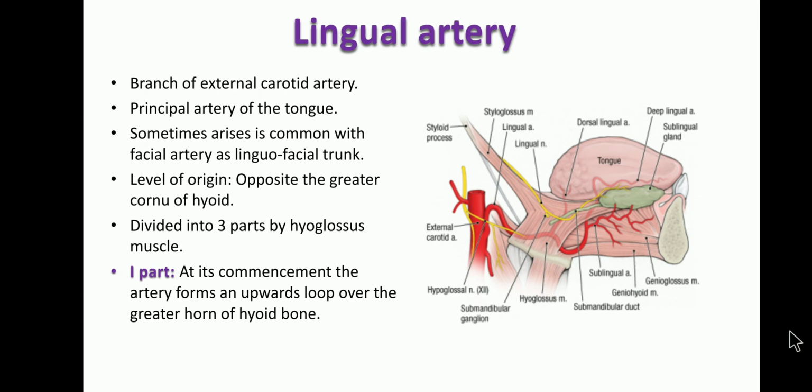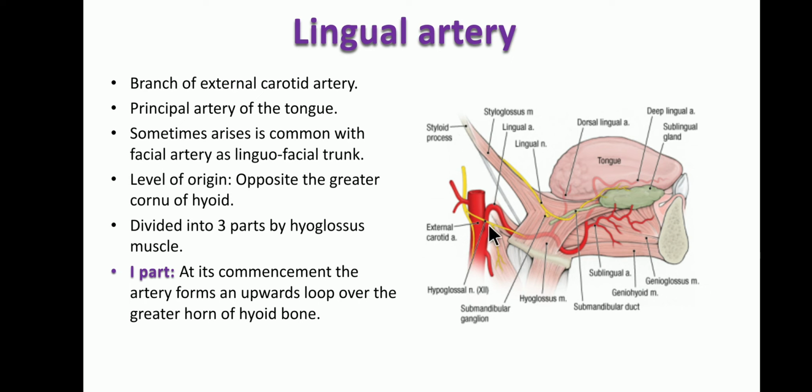So the first part, from its commencement to the anterior border of the muscle, shows an upward loop because it is looping around the greater horn of the hyoid bone, so that the hyoid bone movement is not restricted. Okay, because the infrahyoid muscles will actually pull the hyoid bone downwards, and then the hyoid bone will also move upwards because the suprahyoid muscles and infrahyoid muscles act on that.